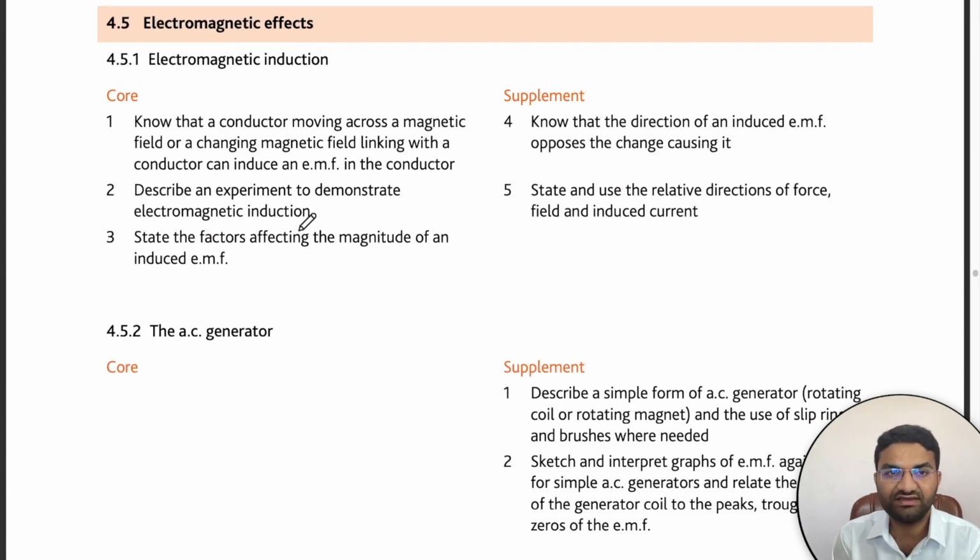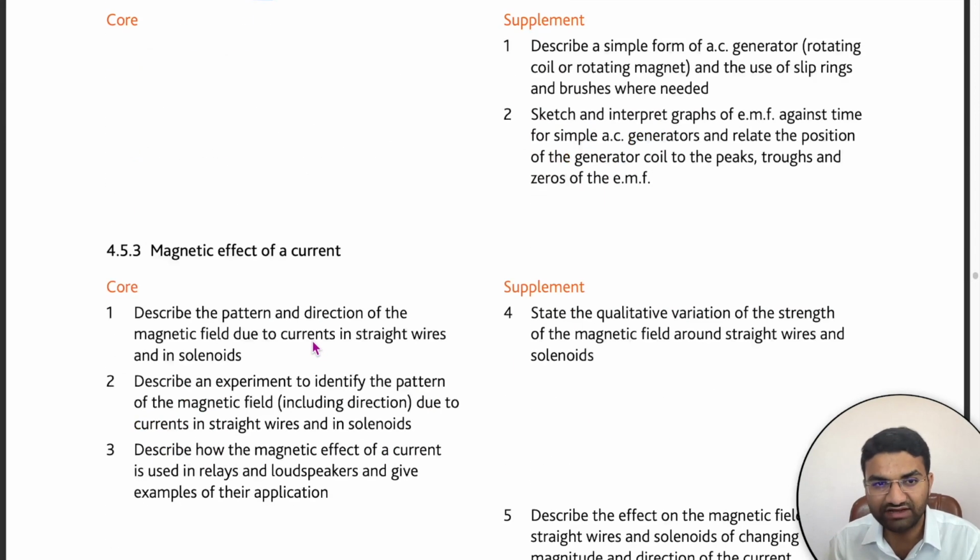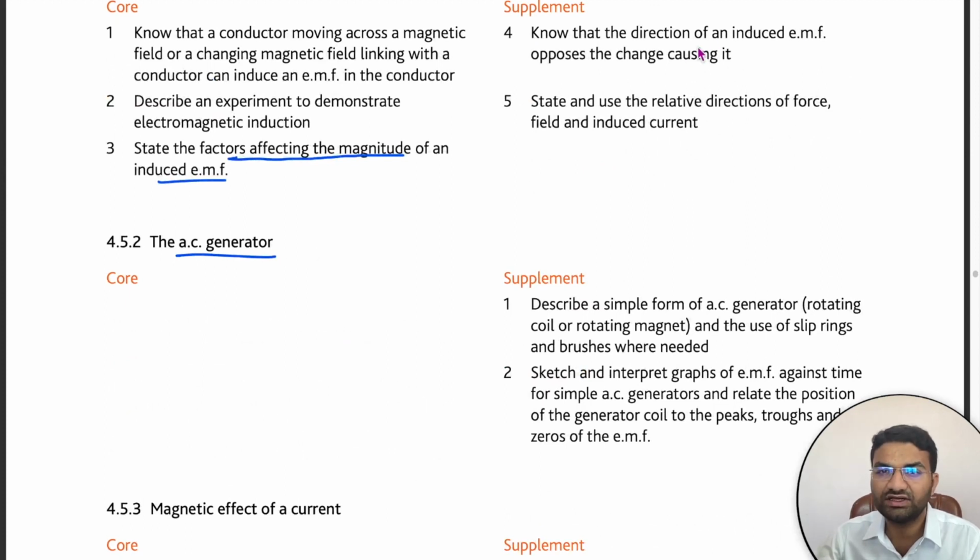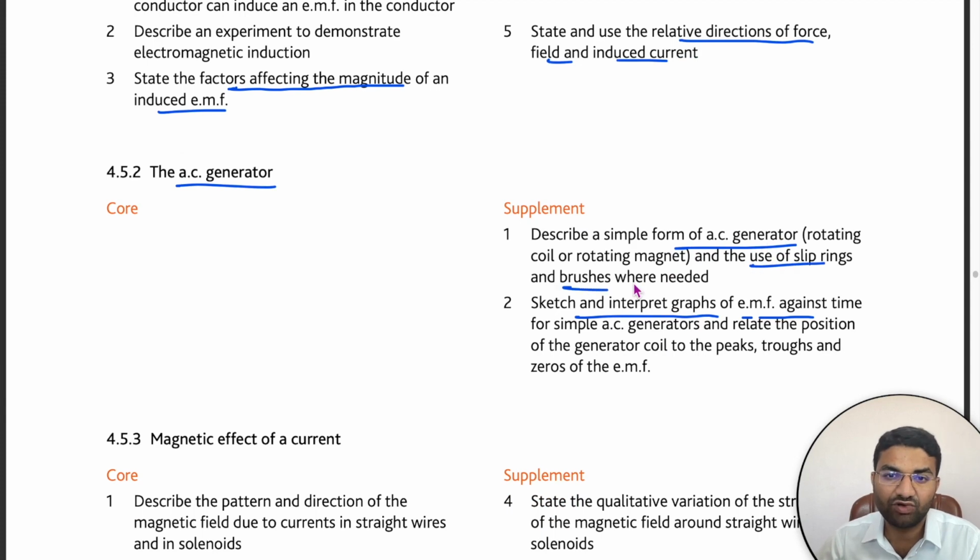So the next part is the electromagnetic effect, and this is very important. For a core student, they have to understand electromagnetic induction: what electromagnetic induction is, how to demonstrate it, what the factors affecting the magnitude of the EMF are, and the AC generator. And for core students, the direction of induced EMF. Then concepts relating to the direction of force, field and induced EMF, and some laws are there. You have to sketch and interpret the EMF, the AC generator, and the use of slip rings and brushes.